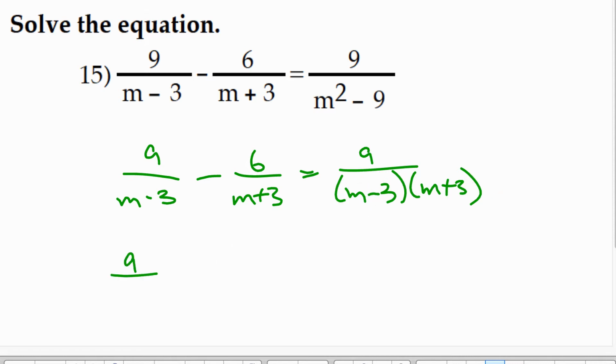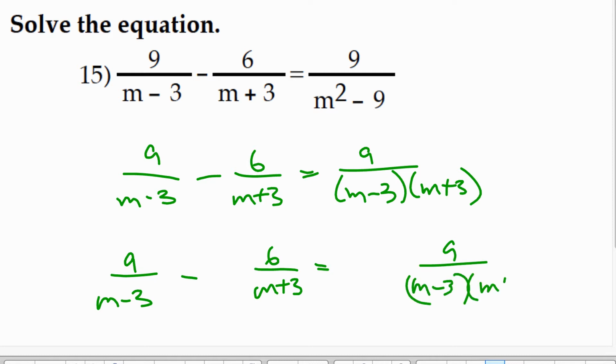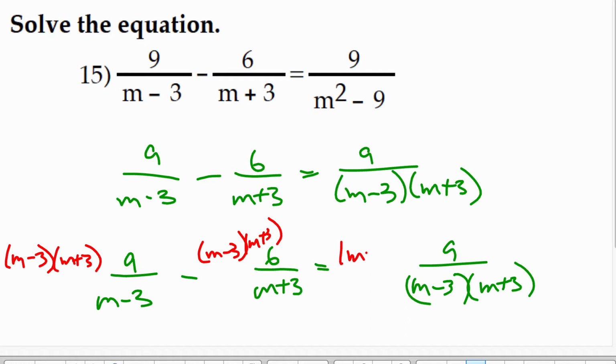So I'm going to take this term and this term. Notice I'm leaving room. And this term. Notice also you have to do it to every term, not just to the ones on the left. I'll take each of those terms and I'll multiply it by the lowest common denominator, which is m minus 3, m plus 3. And this one, m minus 3, m plus 3. And this one, m minus 3, m plus 3.